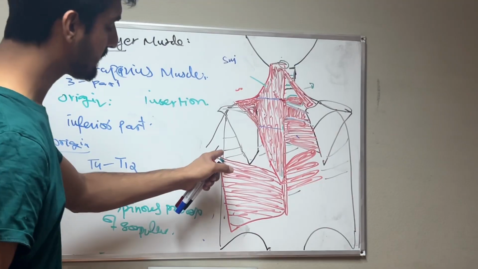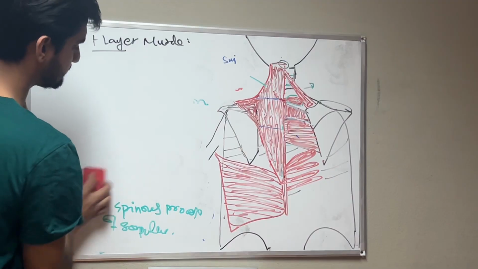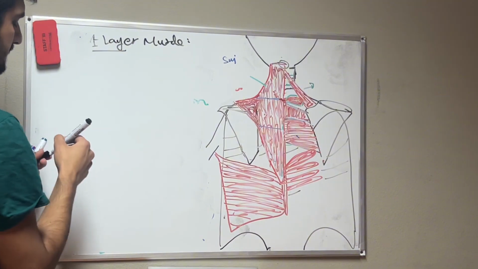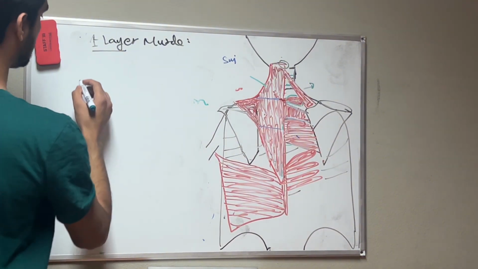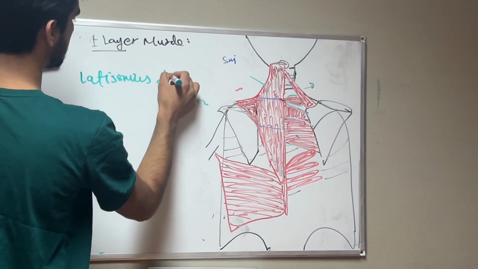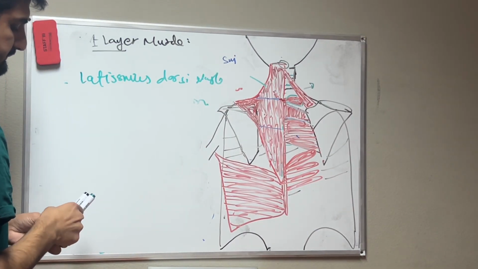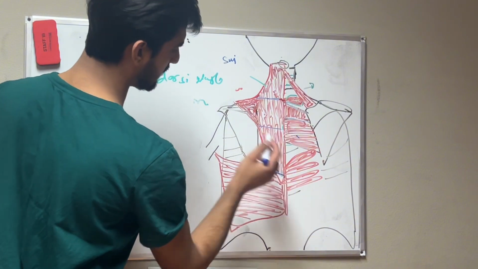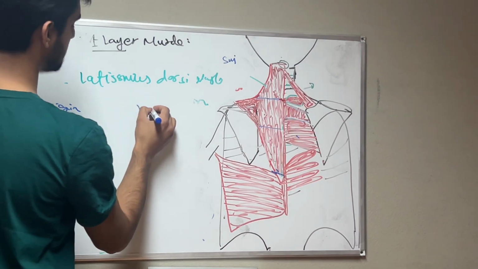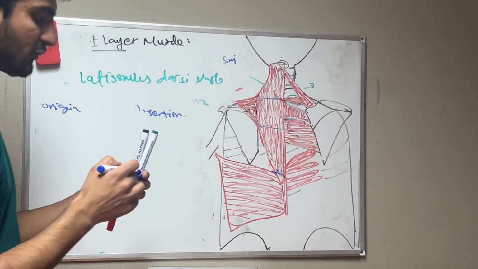Okay, next we have the latissimus dorsi muscle, the second muscle of the first layer. This is the first layer, and the second muscle is the latissimus dorsi muscle. This is the latissimus dorsi muscle here. Its origin and insertion: the insertion is only one, and the origin is from many parts.